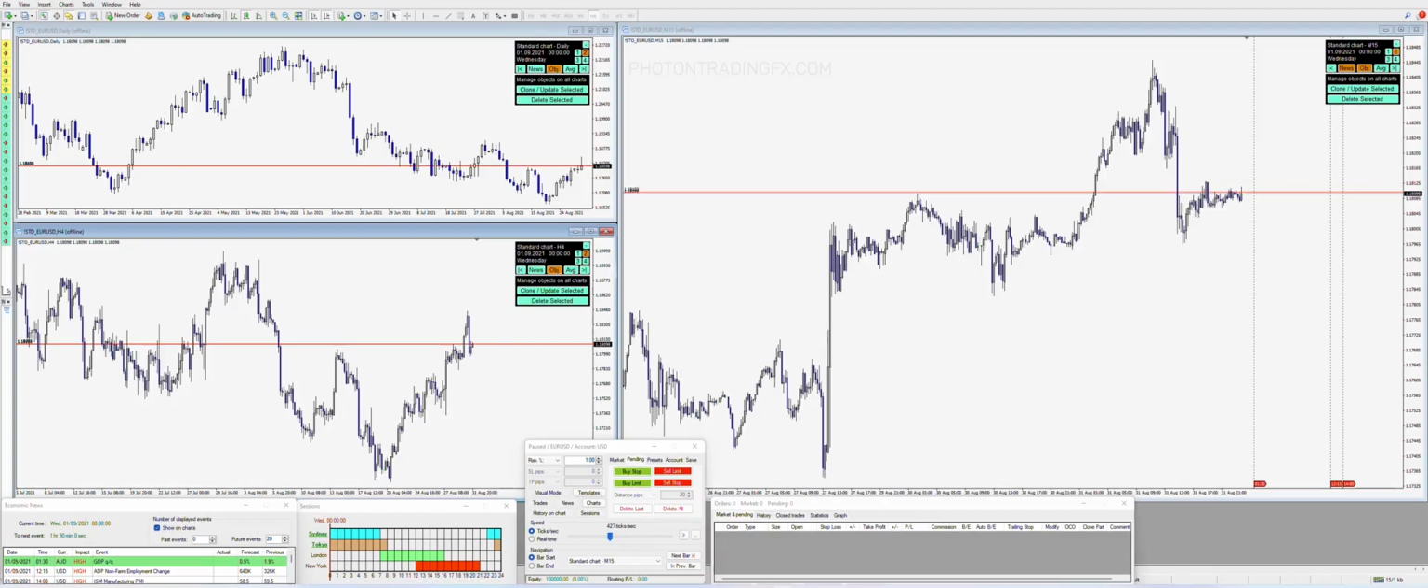Alrighty, so today we're going to do essentially a backtesting exercise on EURUSD for the month of September 2021, and we're not going to go any lower than the M15.